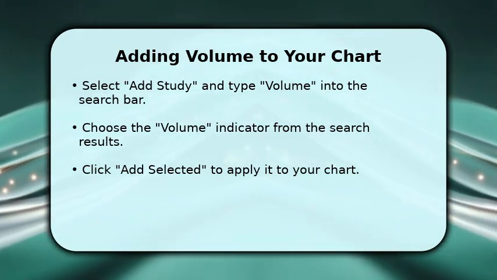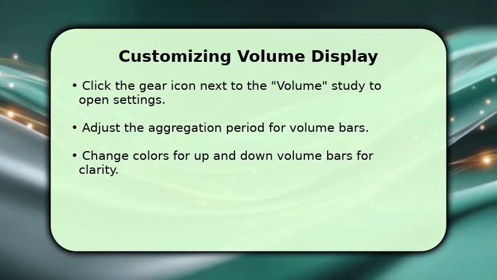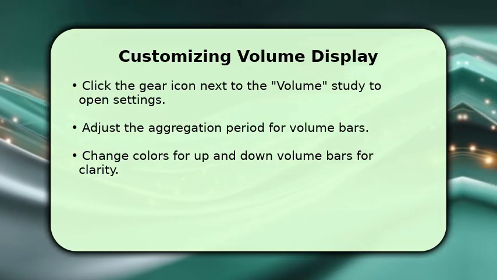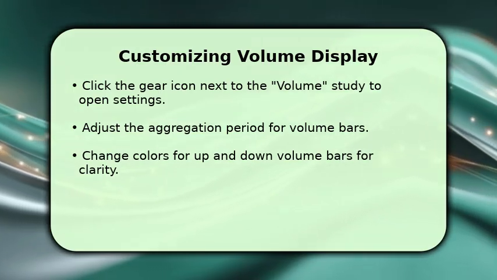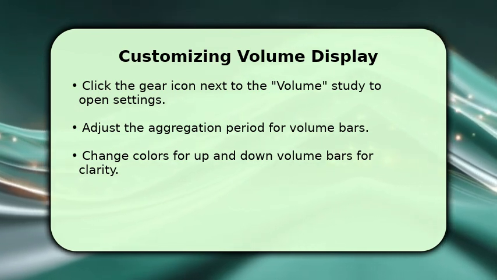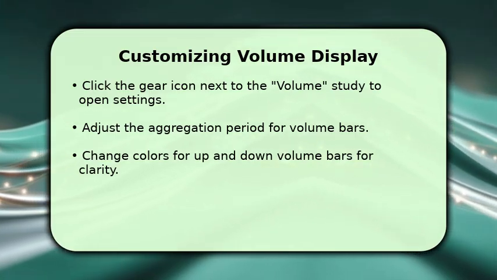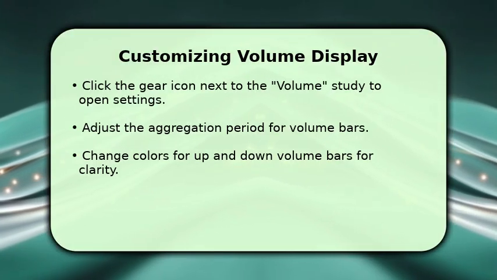your price action. To customize the volume display, click the small gear icon next to the volume study in your studies list. This opens the settings window. Here, you can modify parameters like the aggregation period, which determines how volume is grouped. You can also change the colors of the volume bars, perhaps using green for up volume and red for down volume, to make market sentiment instantly clear.